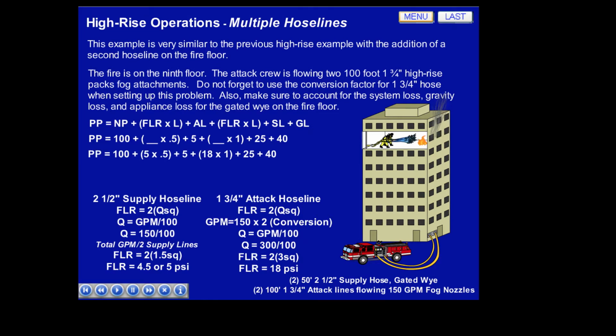So pump pressure equals 100 plus 5 times 0.5 plus 5 plus 18 times 1 plus 25 plus 40. So pump pressure equals 100 plus 3, which is 2.5 rounded off to 3, plus 5 plus 18 plus 25 plus 40, which equals 191 psi.